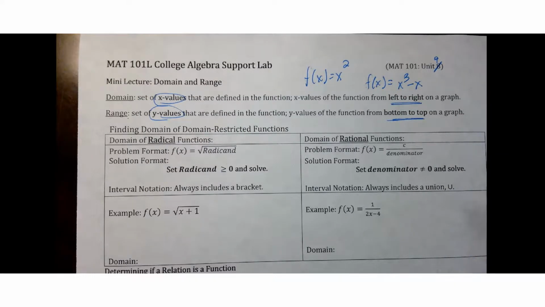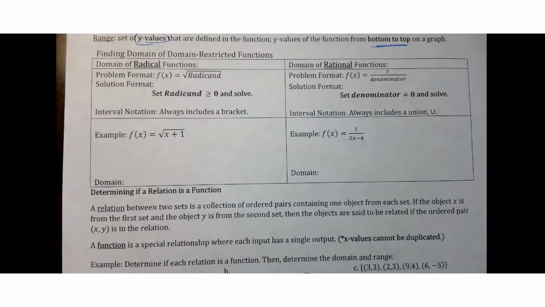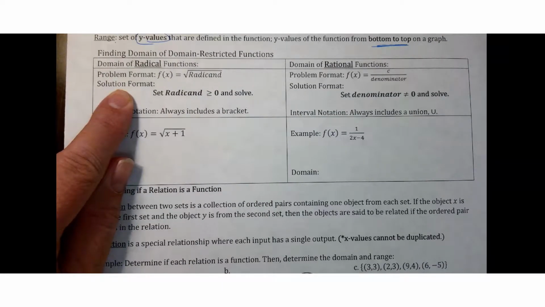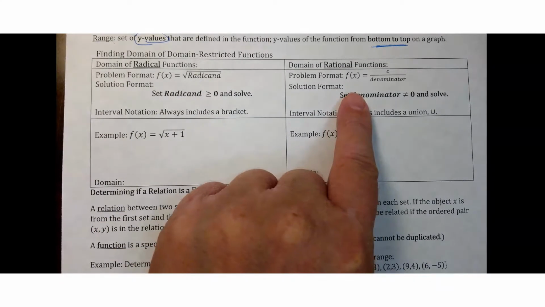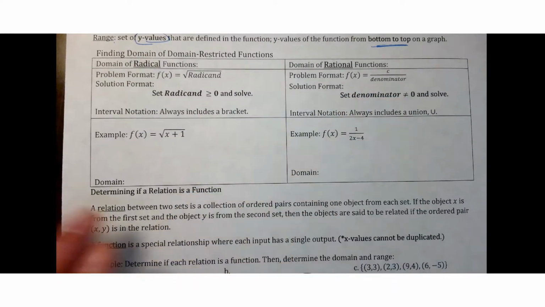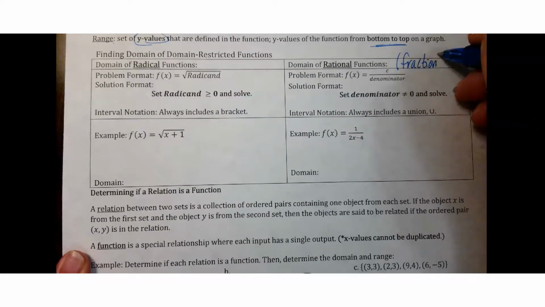But there are a couple functions that we're going to talk about today where that is not the case. These are called domain restricted functions. That means you cannot plug in every single number on a number line and get a value for y. For these domain restricted functions, we're talking about two in particular. The first one is a radical function, those are the ones that have the square root with it. The other one is rational, and those are the ones that look like fractions. So you need to remember that rational is the same thing as fraction.